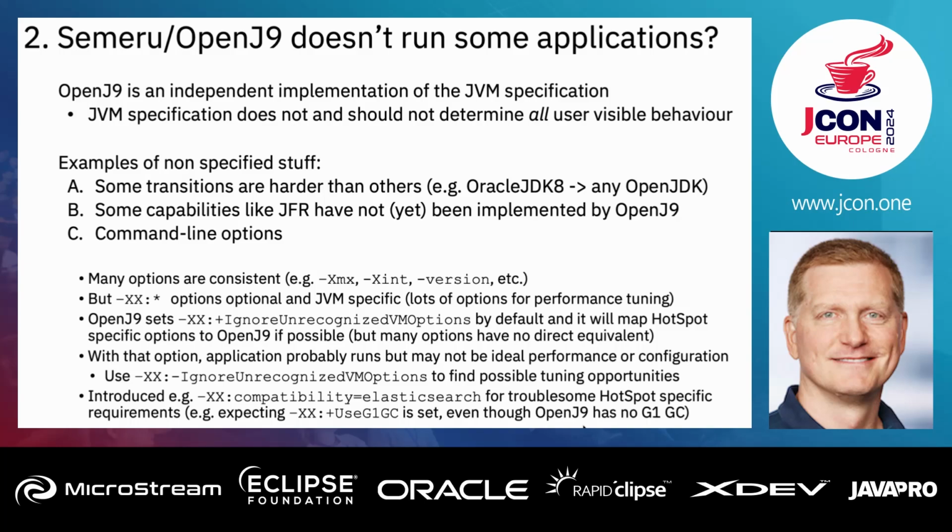We've also had to do some things that I really don't like. We introduced this fairly recently: -XX:CompatibilityEquals=Elasticsearch. I would really prefer not to have to do things like this, but unfortunately there are some open source projects that have taken a very strong stance about not including OpenJ9 in their support statements, to the degree that they won't even accept pull requests that modify their code to make it run on another JVM.